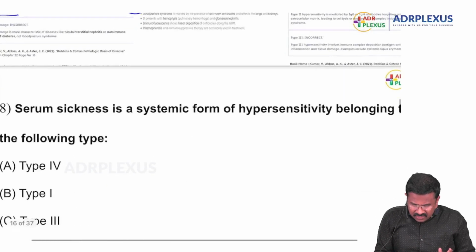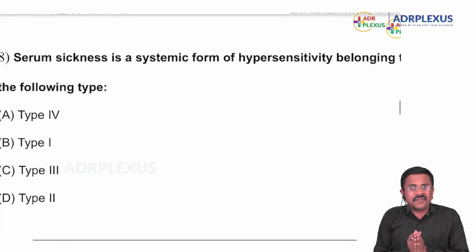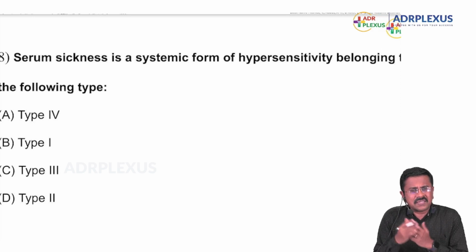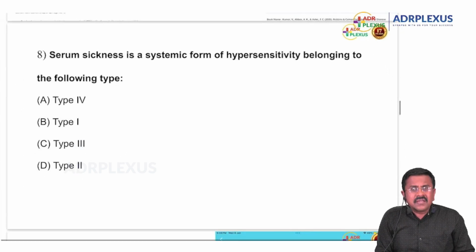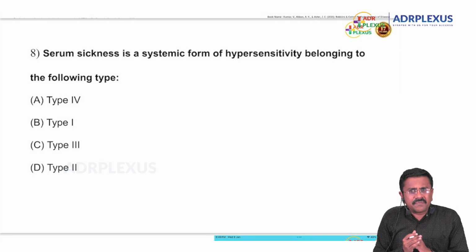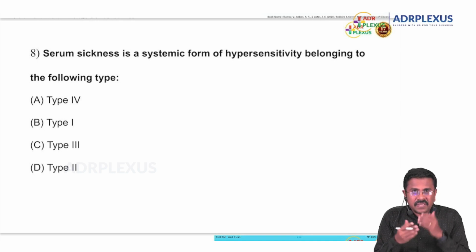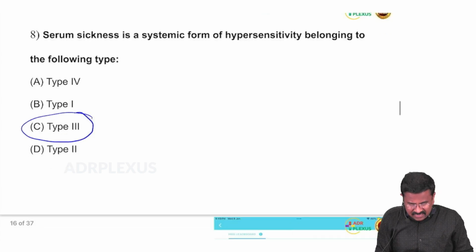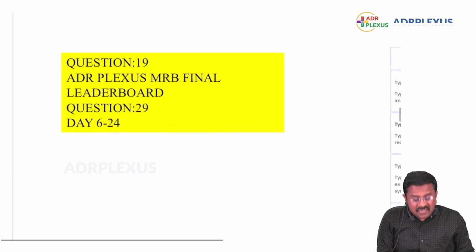Many of you will be saying that two to three questions around serum sickness have been asked. Let's see the eighth question. Serum sickness is a systemic form of hypersensitivity belonging to which of the following types of hypersensitivity reaction? Yes, from the previous workbook, previous page itself, we have seen this. Serum sickness is a type 3 hypersensitivity reaction. Yes, that is the classical hypersensitivity type 3.